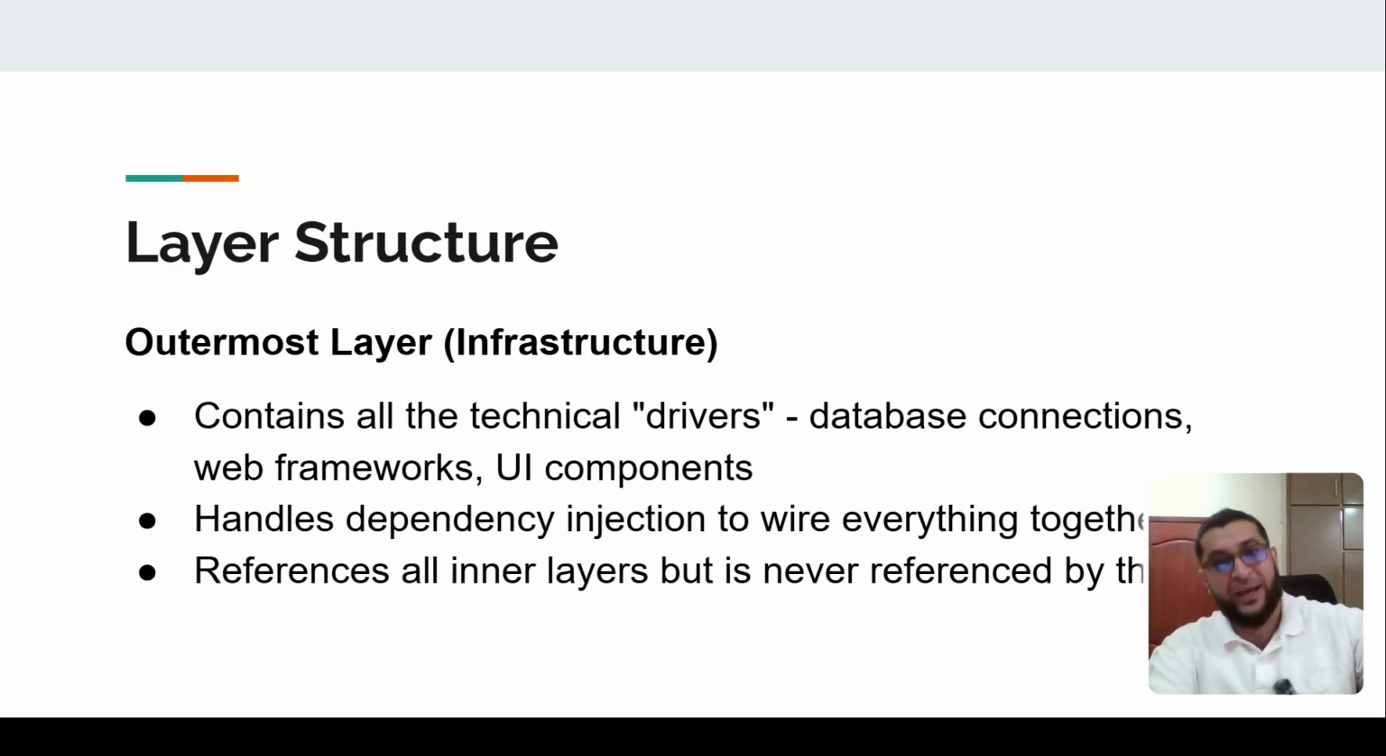As we mentioned in the slide, we have different types of layers. The outermost layer is called the infrastructure layer. It contains all the technical drivers like database connections, web frameworks, and UI components, and it handles dependency injection and references all the inner layers, but is never referenced by them. So this is the outermost. We will see this in diagram as well as in code.